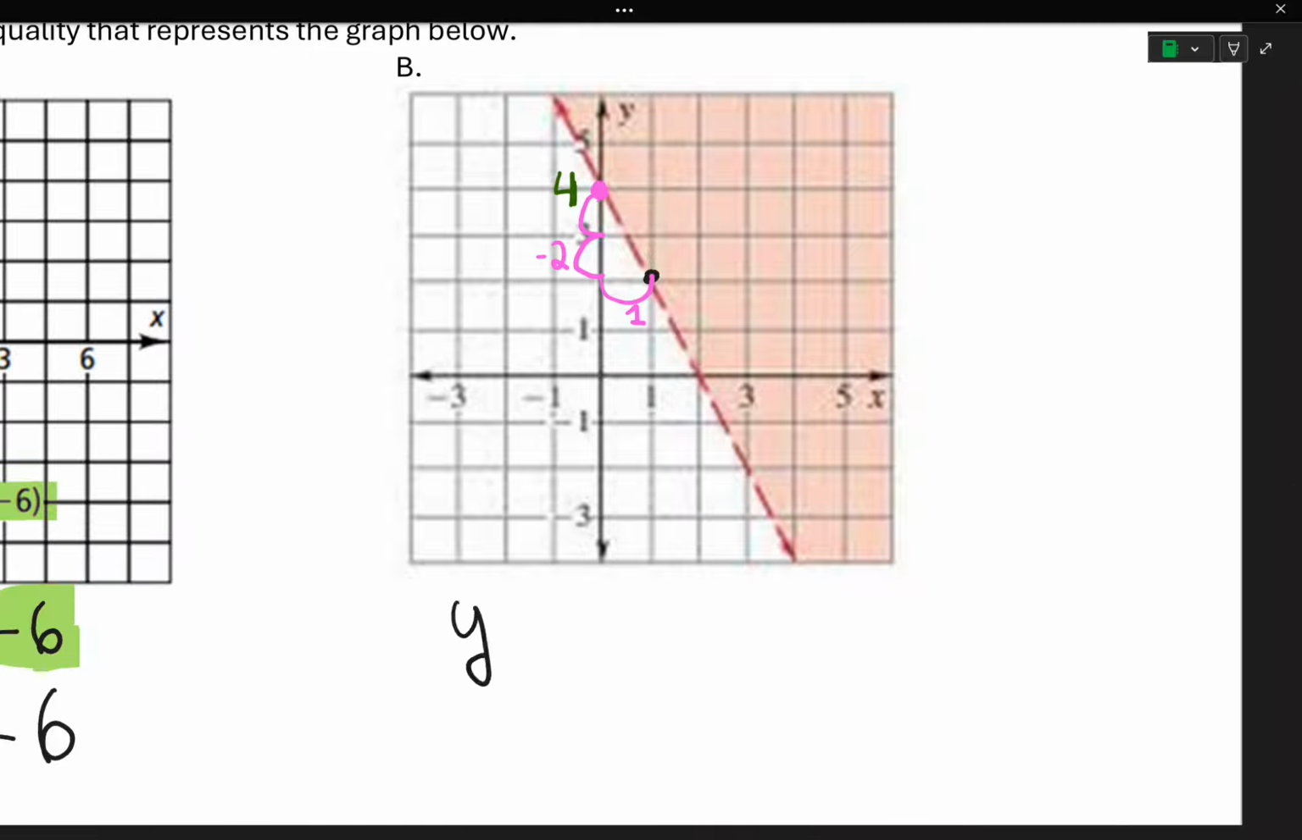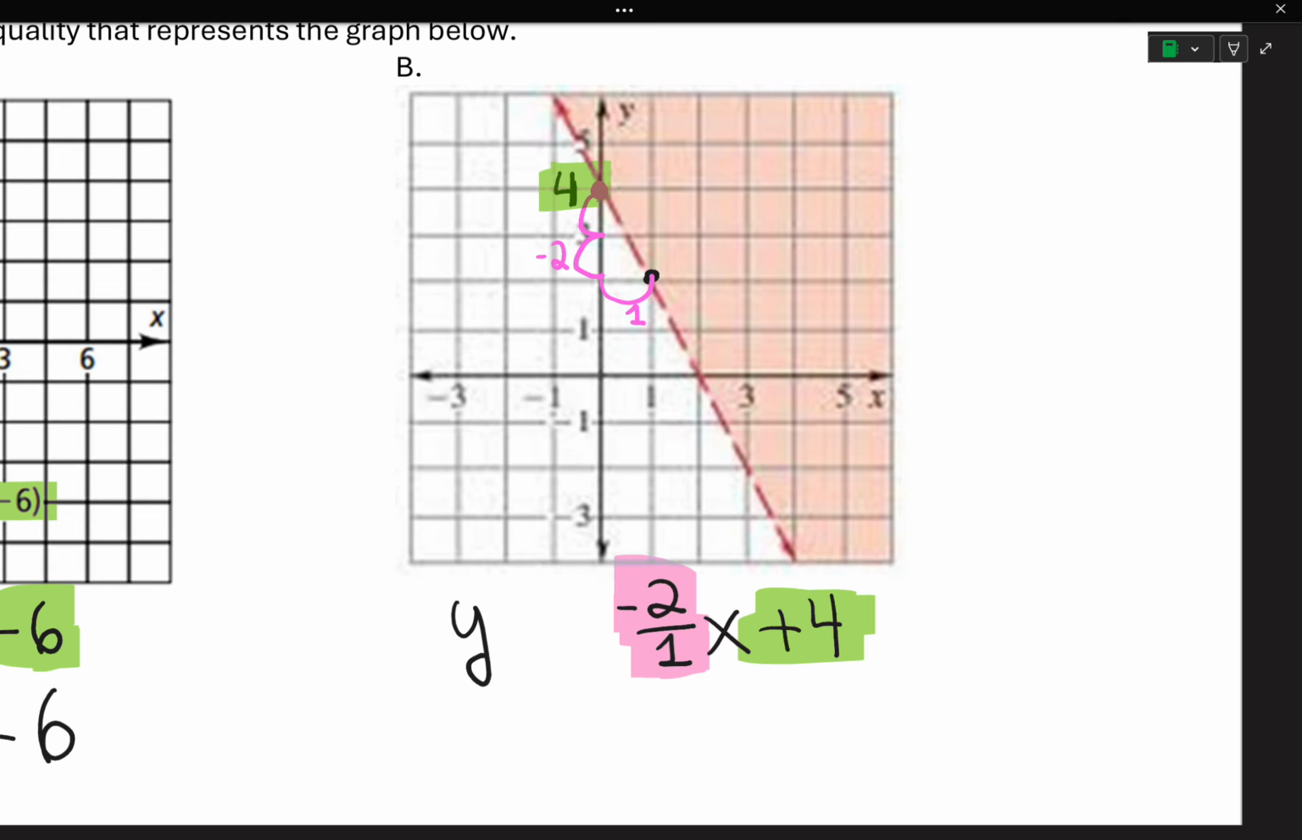We got y. There's going to be some symbol there. Our slope is -2/1. And then x. Our y-intercept is +4, so I'm going to write +4. Can we reduce the slope? Kinda. We could just write it as -2. So I'm just going to keep it this way. I don't need to rewrite it as just a whole number.